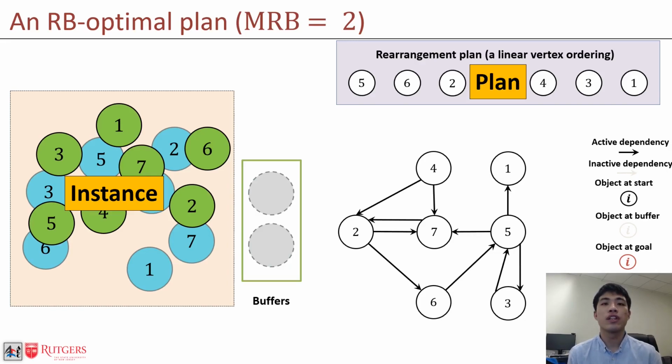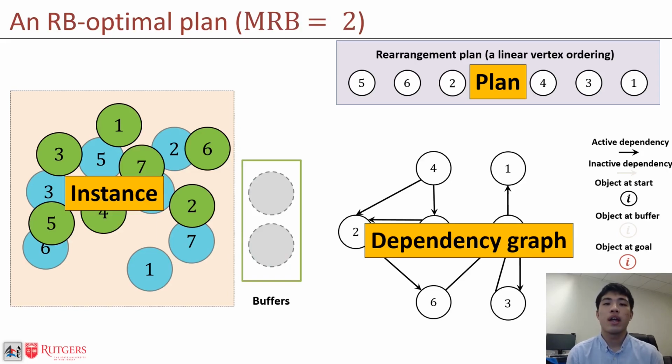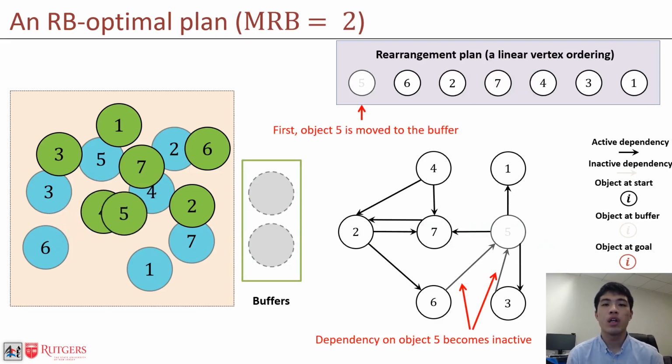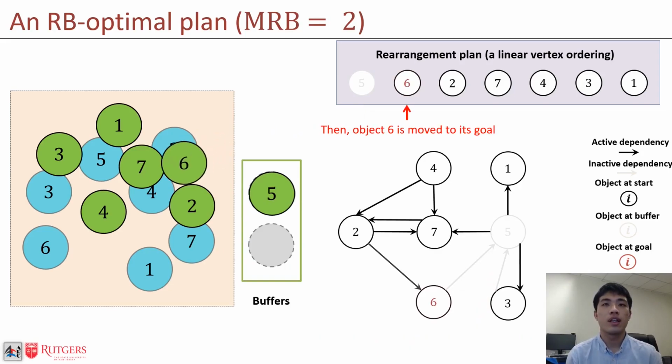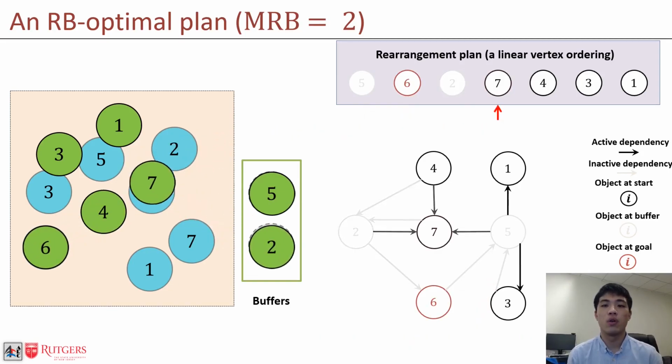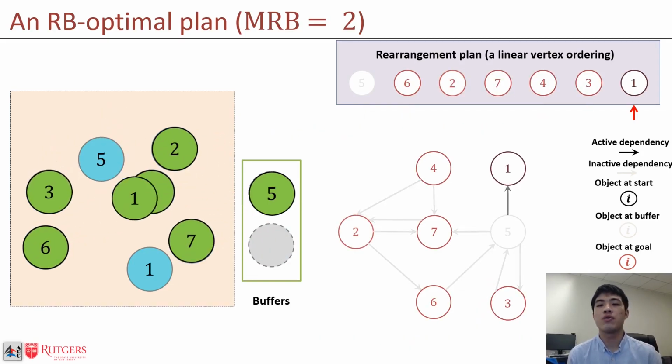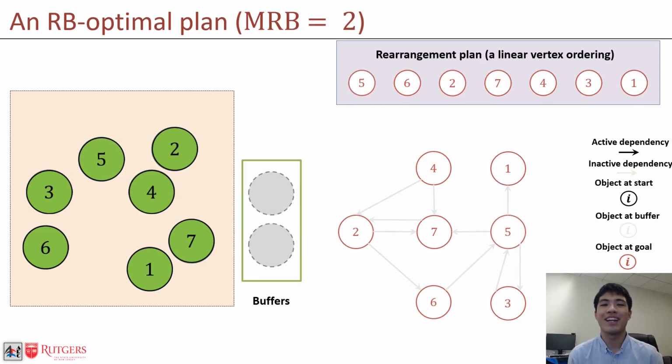The linear vertex ordering is the ordering in which the objects leave the start poses. We also show the change of the dependency graph as the plan gets executed. First of all, object 5 is moved to the buffer. Then object 6 is moved to the goal. A goal pose is collision-free when all its dependencies are inactive.